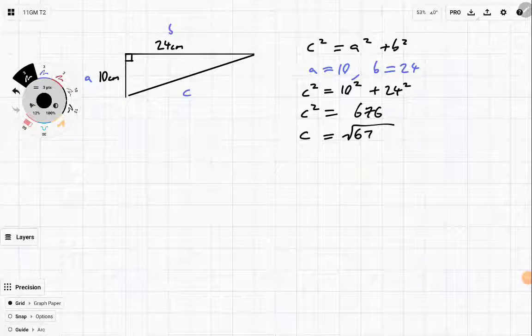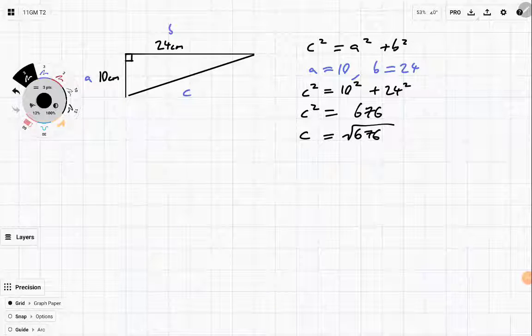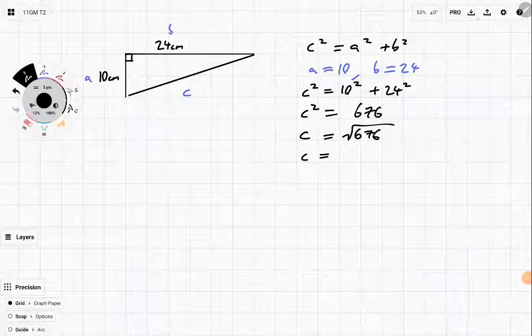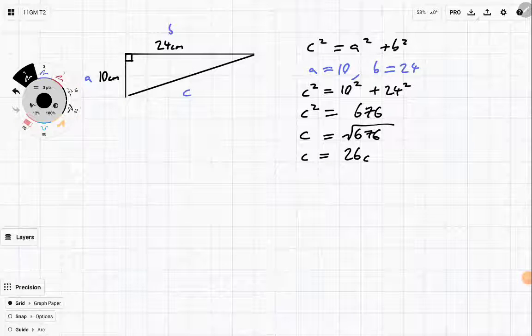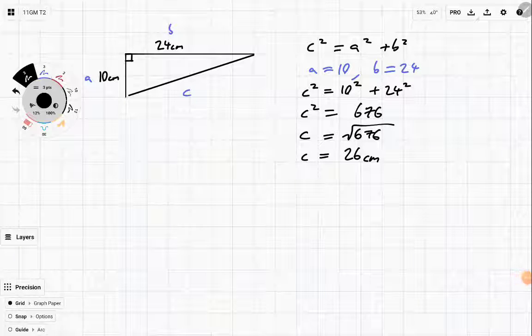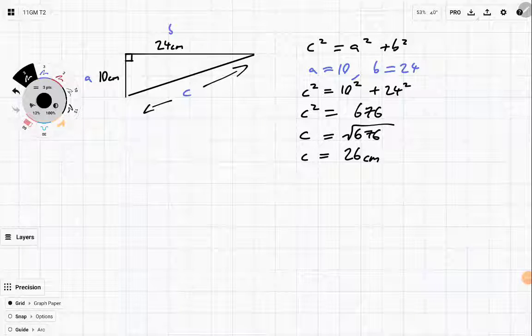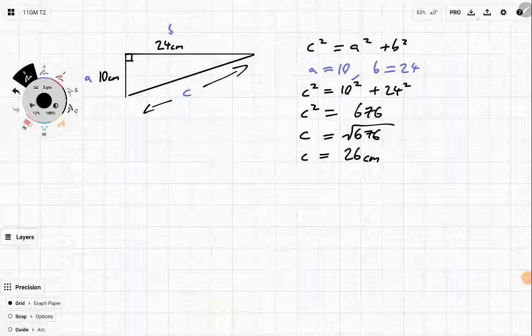Now, the square root is just a button on your calculator. Hopefully, you'll be able to find it. And in this case, the square root of 676 is going to be 26 centimeters. Now, the reason we know it's centimeters is because it's a distance, right? It's the length of this side. And because the other two units were both in centimeters, we know the answer is going to be in centimeters. Let's look at one more and then we'll move on.